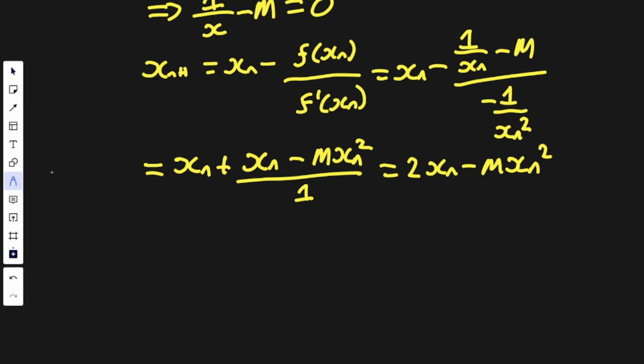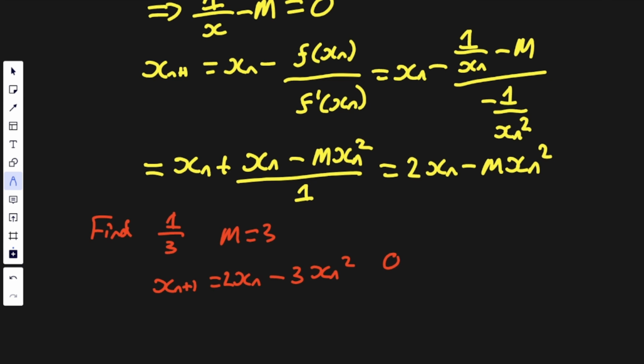So let's have a go at an example. Let's find 1 over 3. So m equals 3. We have xn plus 1 equals xn minus, 2xn minus 3xn squared. Now we're going to choose a suitable start point. Your suitable start point has to be anywhere between 0 and 1. Notice that our fraction is a positive number, so hence the beginning 0, and 1 divided by something has to be less than 1. So we're going to choose our start point to be anywhere between it. In this example, I'm just going to choose 0.5.